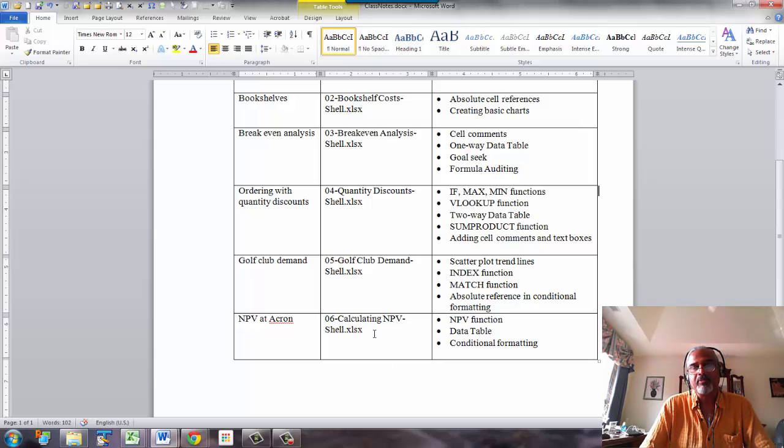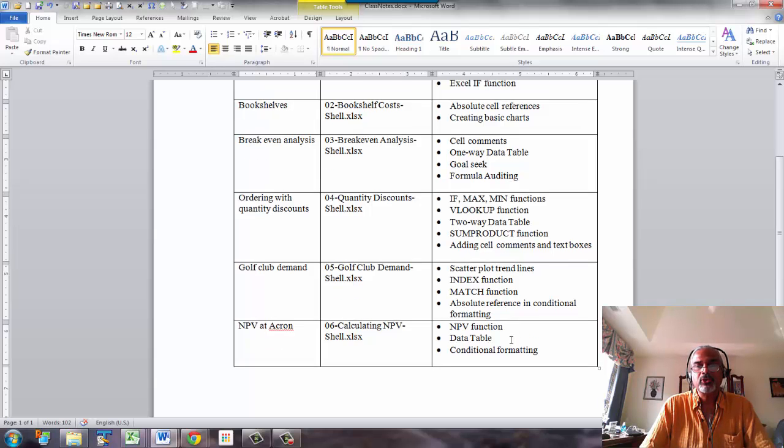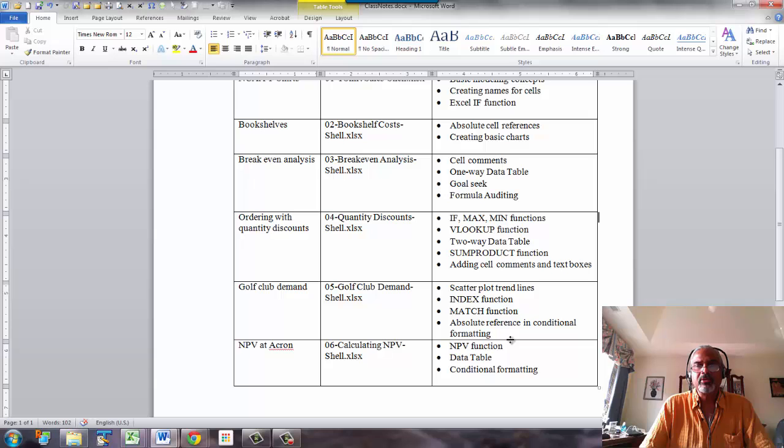And the last model was NPV, net present value, and again we did a data table and conditional formatting there also. So this gives us a very good exposure to lots of advanced features in Excel, advanced modeling features, and descriptive modeling. Mostly these are all descriptive modeling, and we are not trying to figure out the best possible answer. We are trying to do sensitivity analysis and what-if analysis and that kind of stuff. In chapter 3, we're going to start working on the best model or optimizing model.